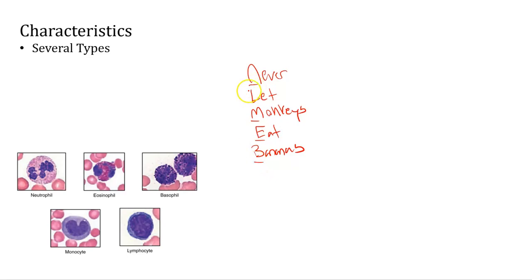So N stands for neutrophils, L stands for lymphocytes, M stands for monocytes, E stands for eosinophils, B stands for bananas. In other words, the basophils, B for basophil, are the most rare, and N for neutrophils are the most abundant.